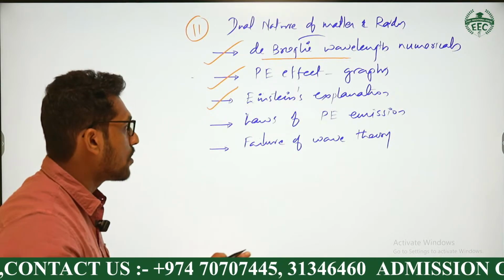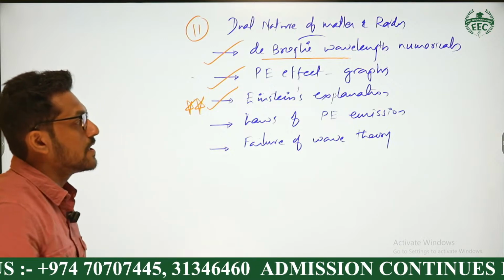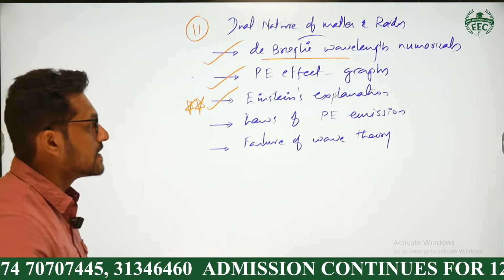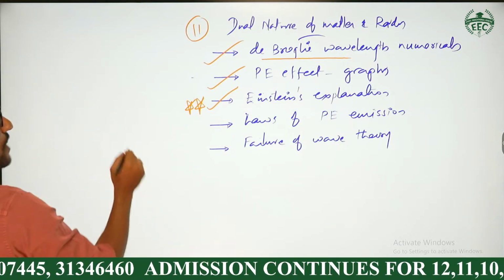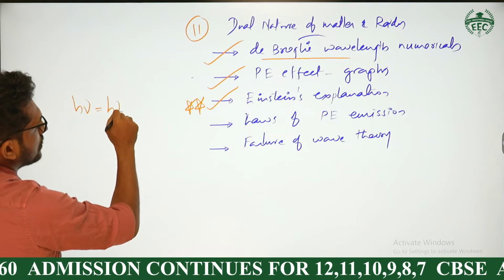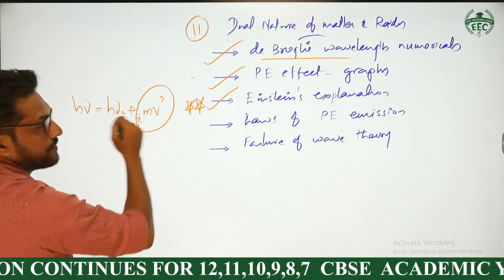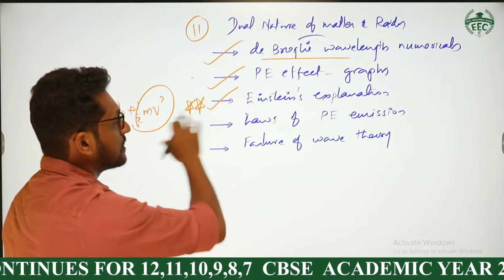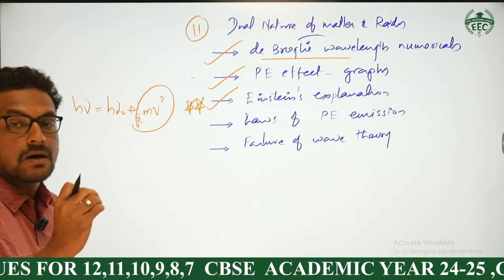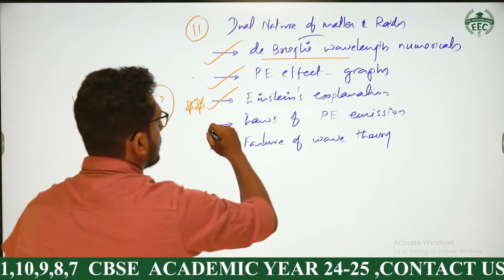That is a very important question. There can be a derivation asked, and Einstein's photoelectric equation, we have just written, that is h nu is equal to h nu 0 plus half mv square, or its kinetic energy. Derivation as well as some questions can be expected from this point.